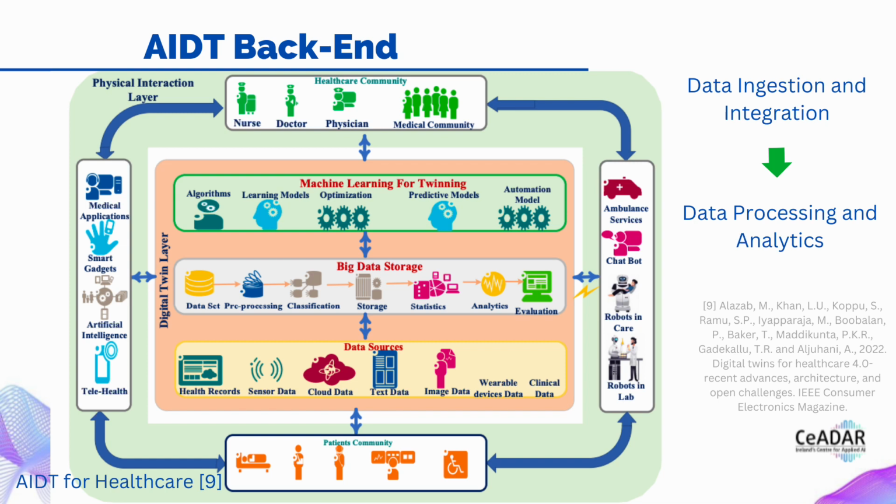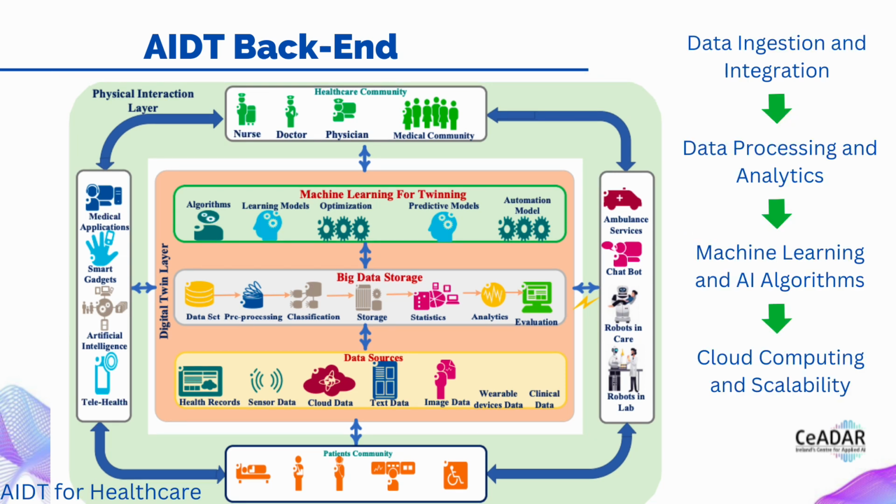And then the backend processes and analyzes the data to extract valuable insights and patterns. It utilizes machine learning algorithms, statistical models, and data mining technology to identify correlations, trends, and anomalies. And then the backend will employ machine learning and AI algorithms to learn from the data, improve the predictions, and enable advanced functions. It can include algorithms for anomaly detection, pattern recognition, and predictive modeling.